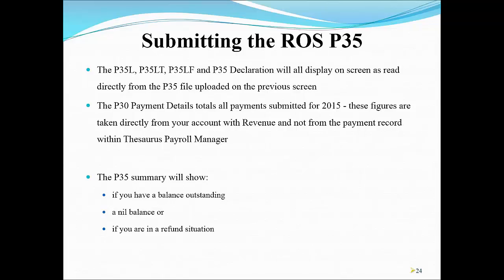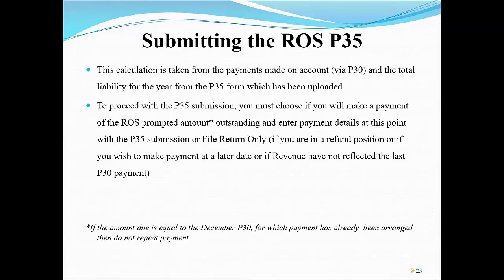It's taking it from your account with Revenue. So the P35 summary will show if you have a balance outstanding, if you have a zero balance, or if you are in a refund situation. Okay. So this calculation is taken from the payments made on account via your periodic P30s and the total liability for the year from the P35 that you have just uploaded.